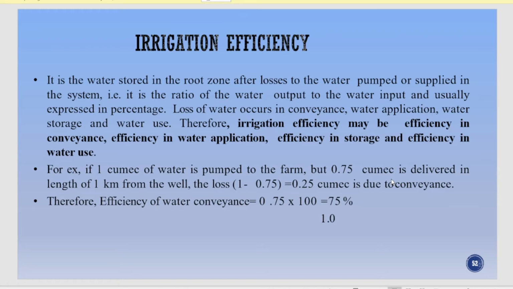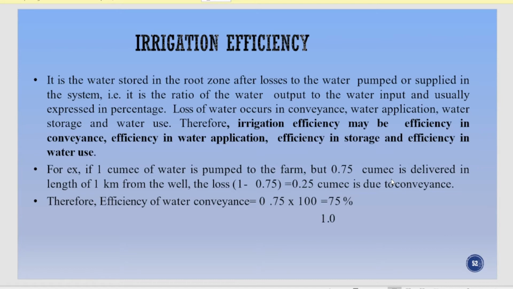So first thing first is the conveyance. What you do is store the water in the reservoir, then convey it to the agricultural field. When you convey the water, you convey it through canals. You definitely know that the water will get evaporated when it is in the reservoir.